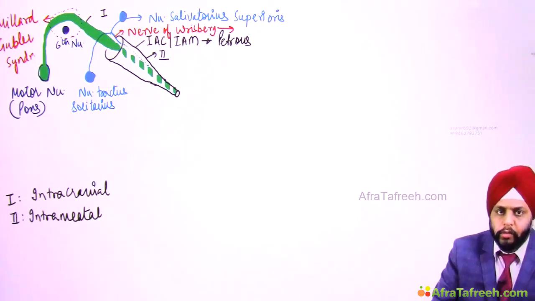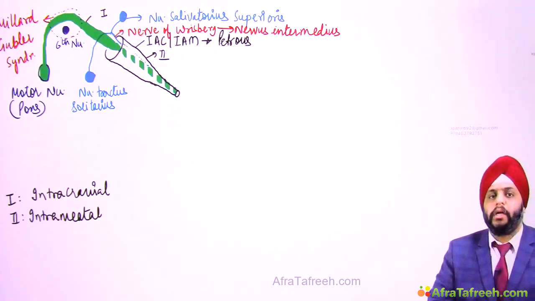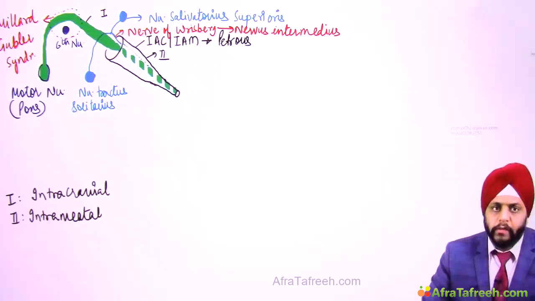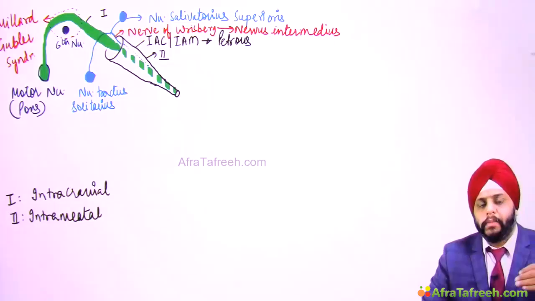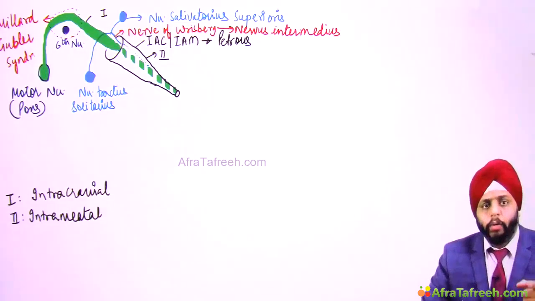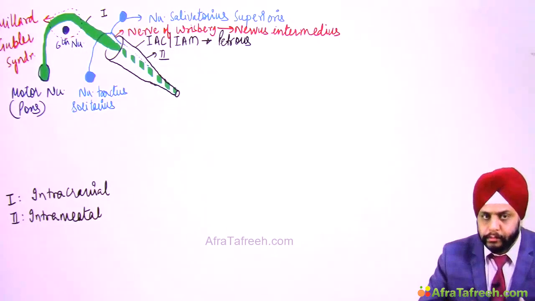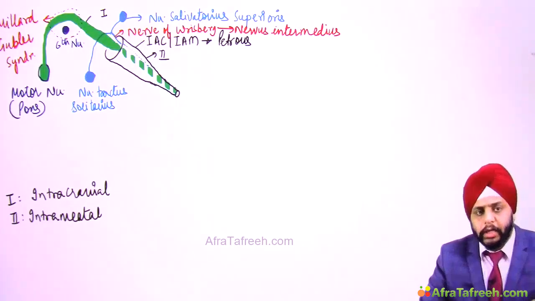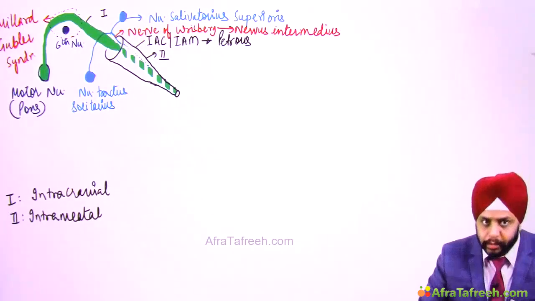You can also call it nervus intermedius, nerve of Risberg or nervus intermedius. This nerve of Risberg, or nervus intermedius, goes and combines with the facial nerve in the intrameatal segment. Now you can see over here the facial nerve becomes a mixed nerve. So the facial nerve becomes a mixed nerve inside the IAC or IAM, in the intrameatal segment.